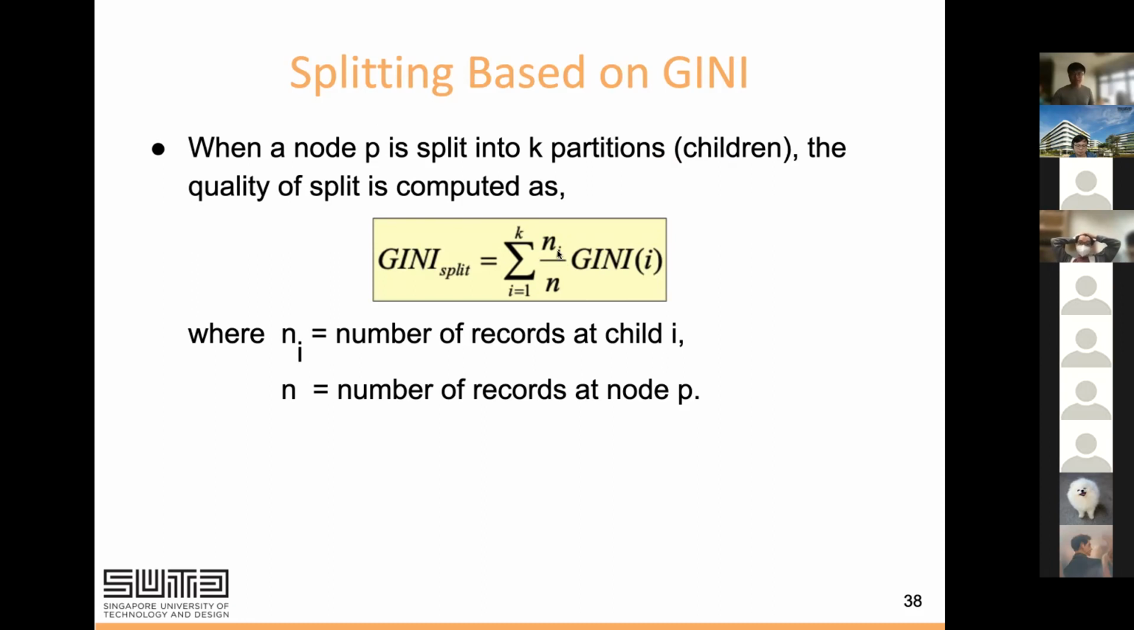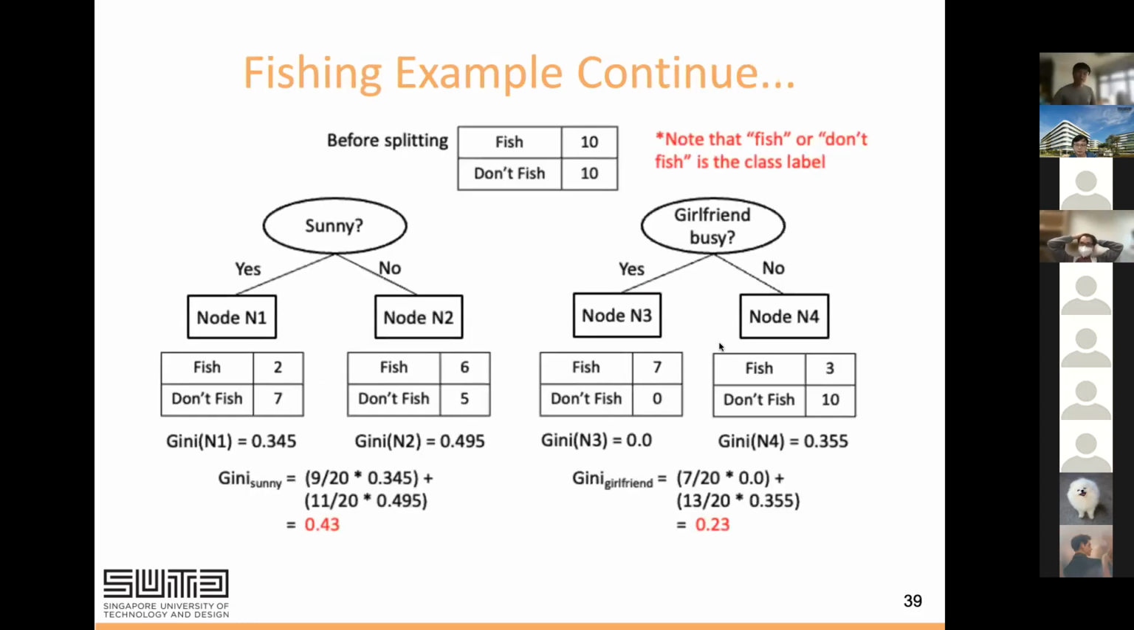The weighted sum. Let's take a look at the right side first, since it's easier to explain. For the weighted sum on the right side, at this girlfriend-busy decision node, we have a total of 20 records. When we go by this feature, we have 7 records going to yes, then 13 records going to no.